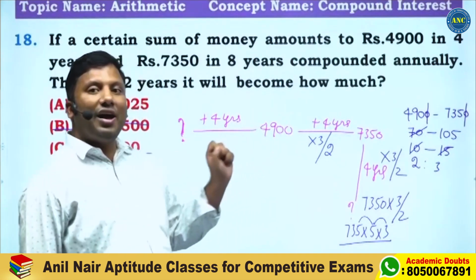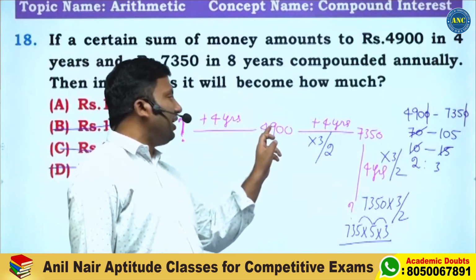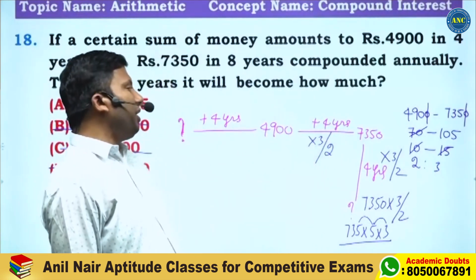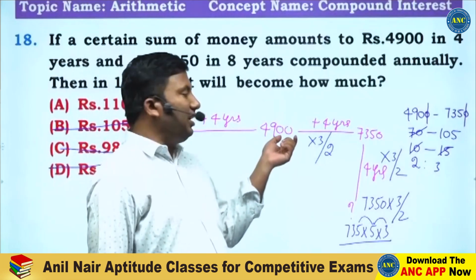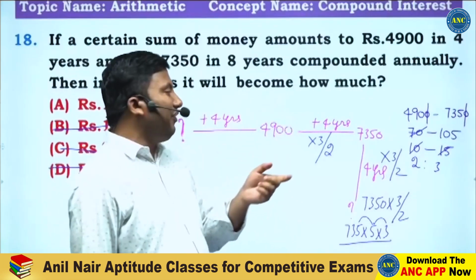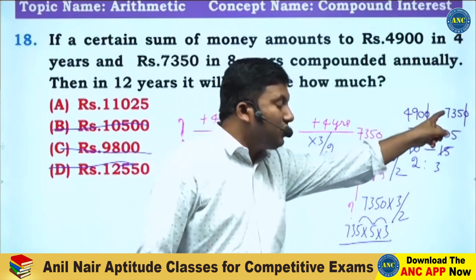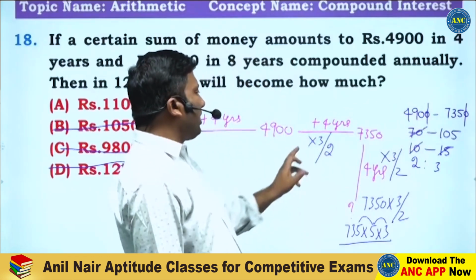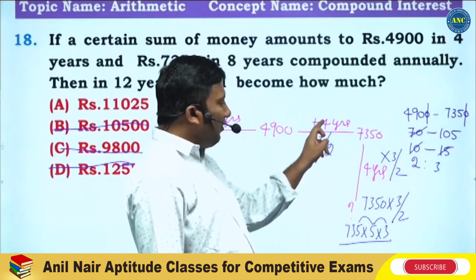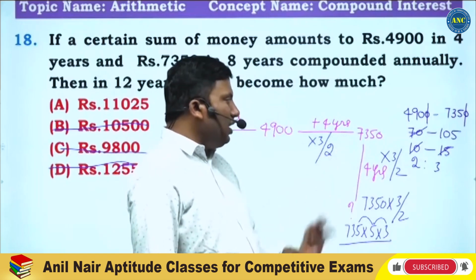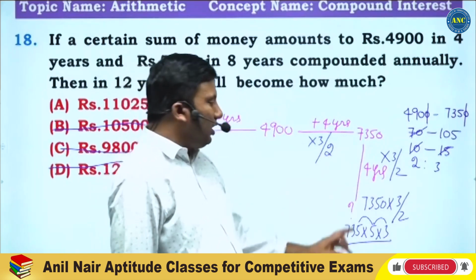After 4 years, the value is becoming 4,900. After 4 years, it is becoming 7350. For every 4 years, scaling factor will be, 245 2s are, 245 3s are. Scaling factor is 3 by 2. For every 4 years, 3 by 2. 7350 into 3 by 2.